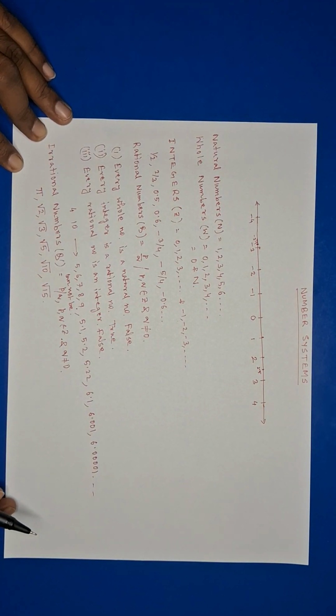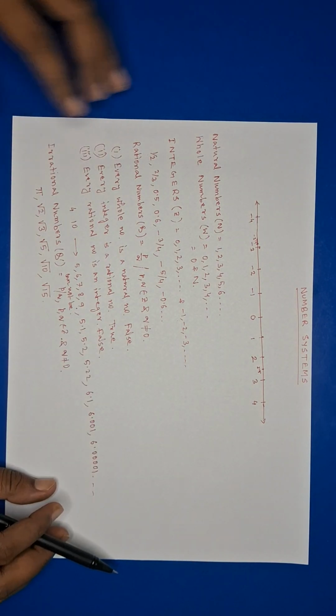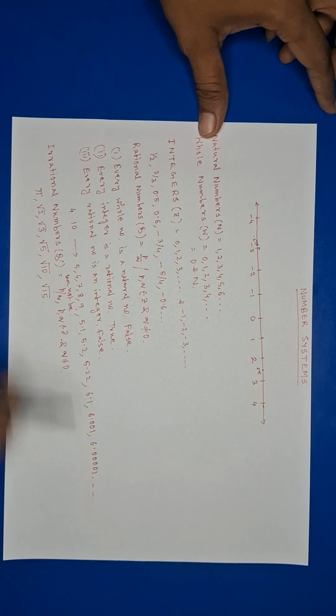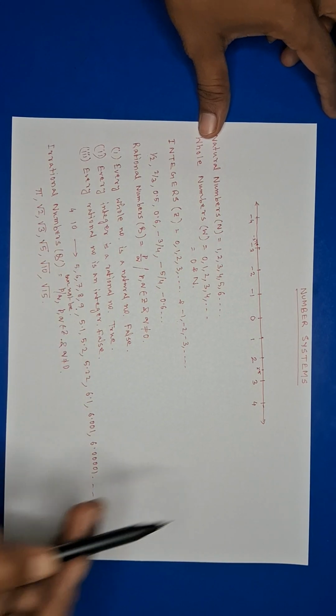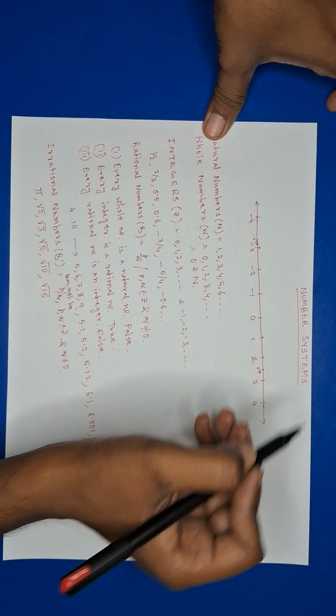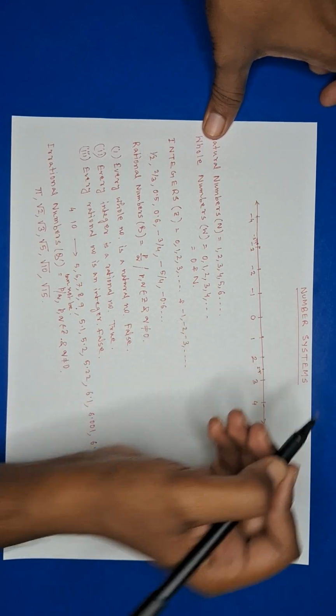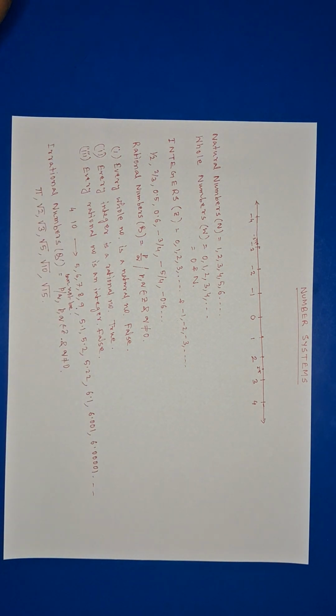But what about these numbers? How can we represent them here in the number line? So let us consider root 2. How can I represent it in the number line? So let me take another paper and draw it again.